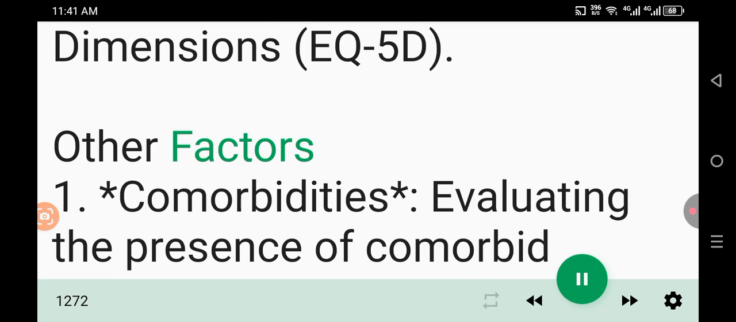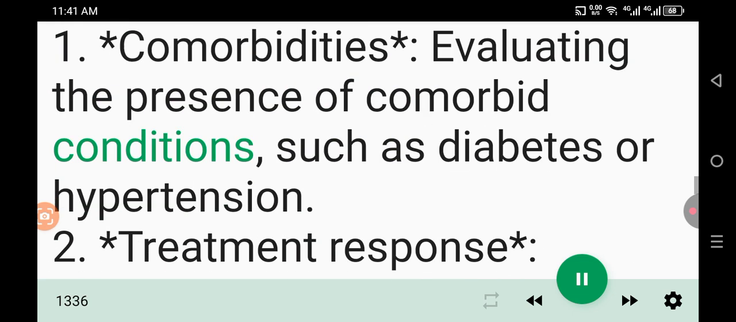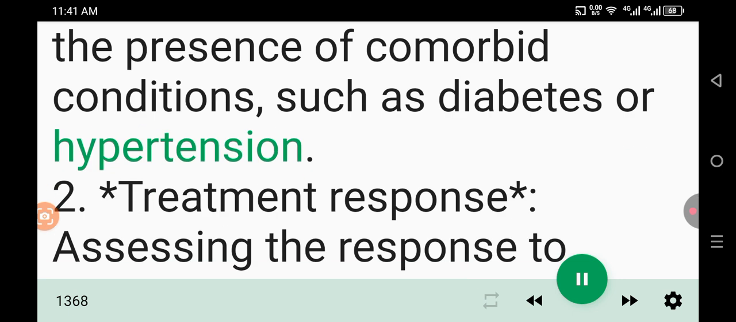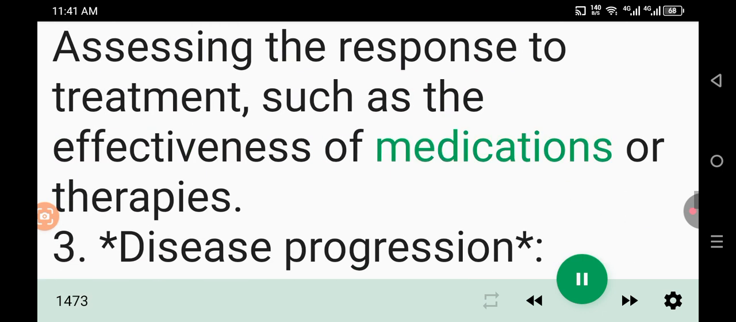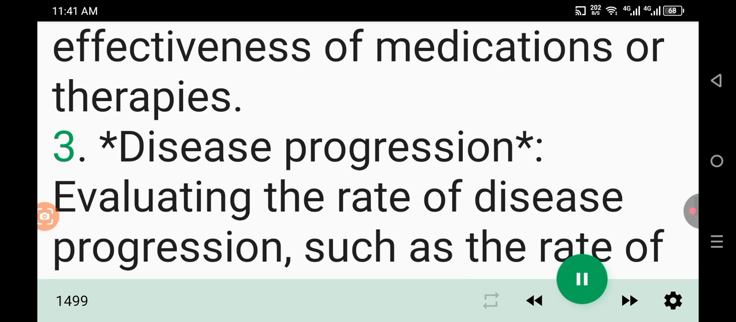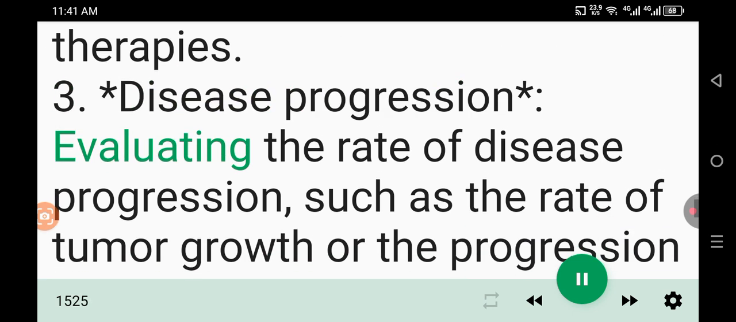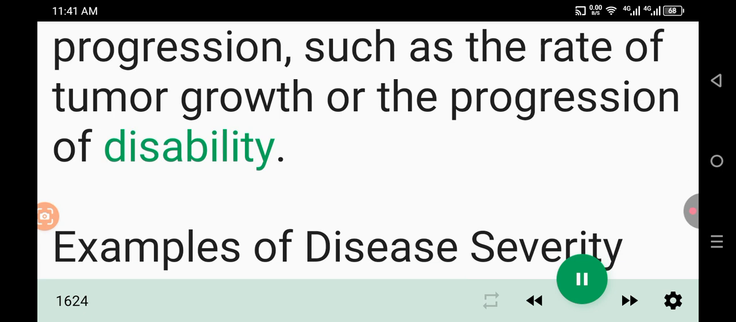Other factors. 1. Comorbidities. Evaluating the presence of comorbid conditions, such as diabetes or hypertension. 2. Treatment response. Assessing the response to treatment, such as the effectiveness of medications or therapies. 3. Disease progression. Evaluating the rate of disease progression, such as the rate of tumor growth or the progression of disability.